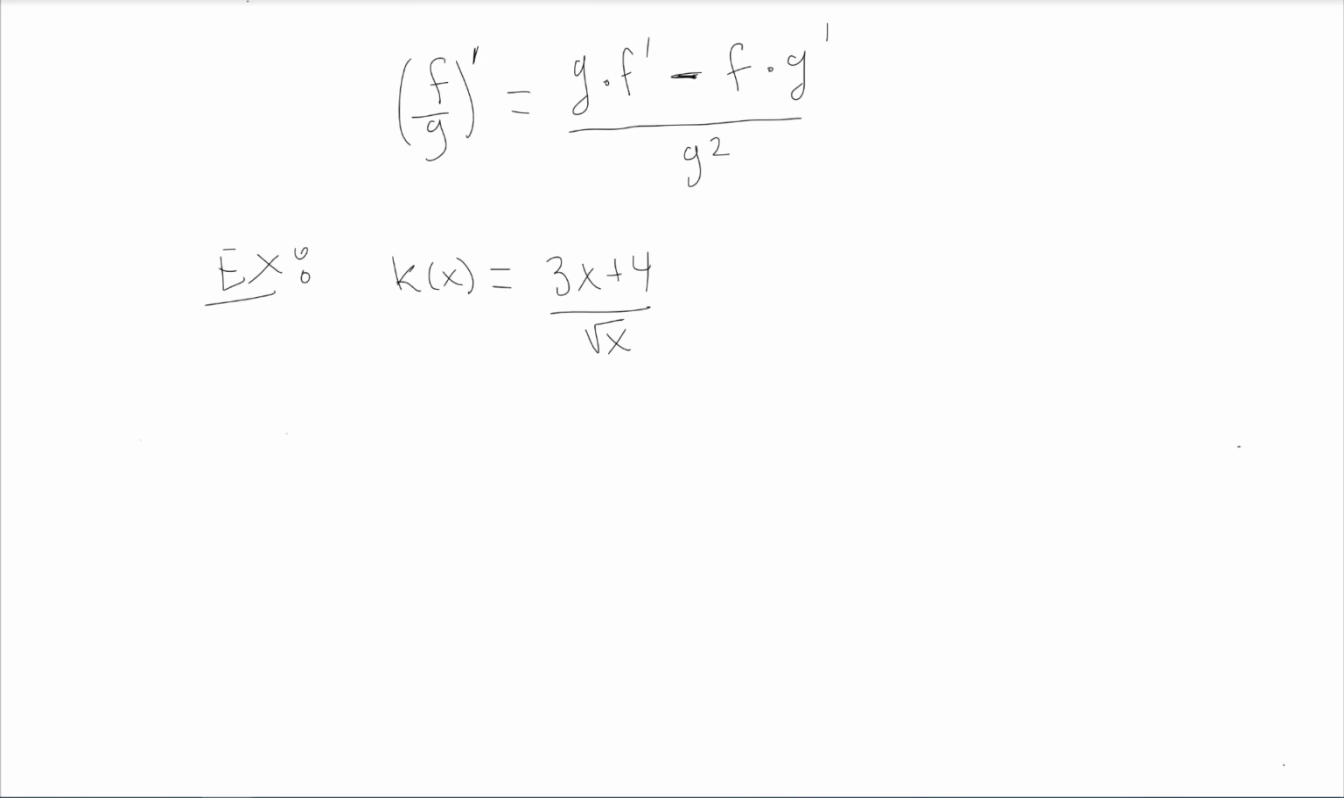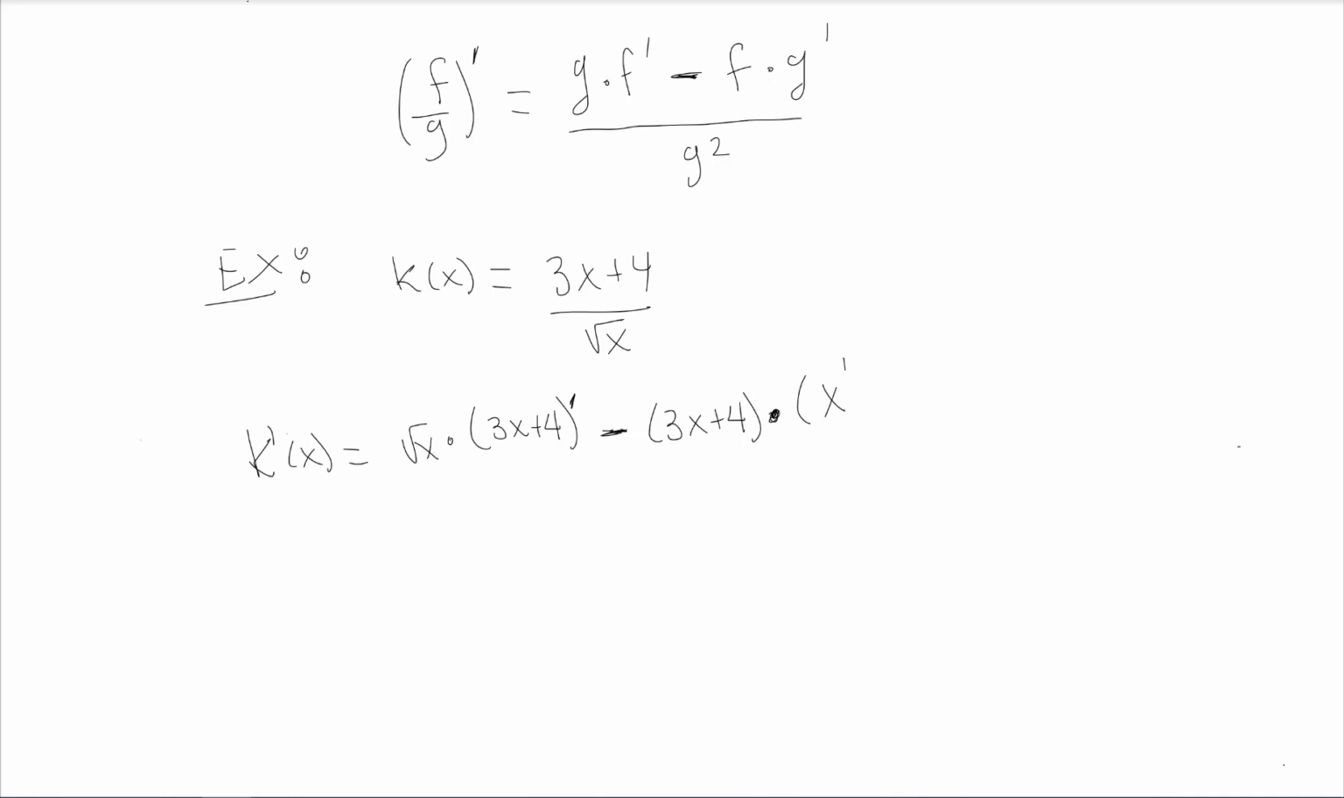All right, so the quotient rule says to do the bottom times the derivative of the top. So our k prime of x is going to be the bottom, the square root of x, times the derivative. So I'm going to write an extra step here indicating I'm going to take the derivative of that. So the bottom times the derivative of the top, like low d high, minus the top, 3x plus 4, times the derivative of the bottom. The bottom is the square root of x.